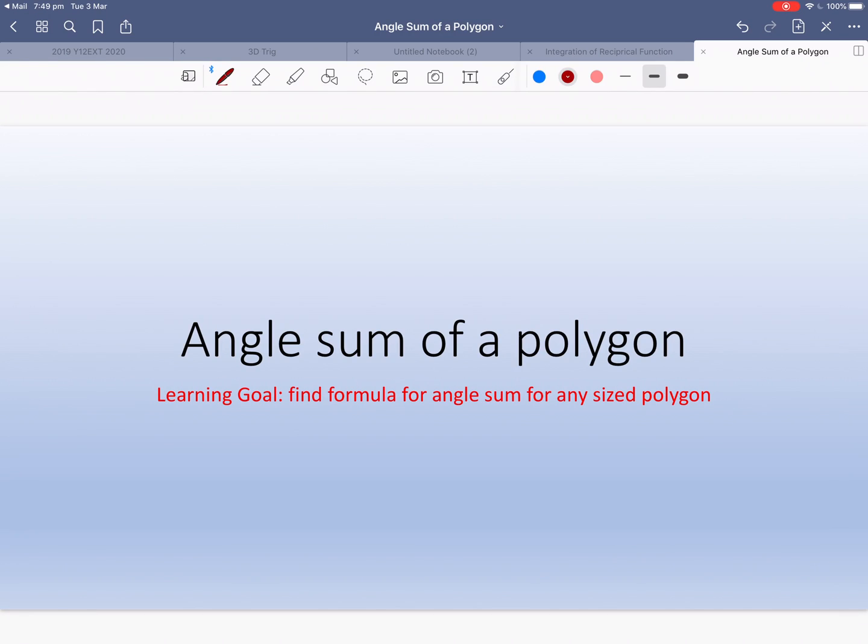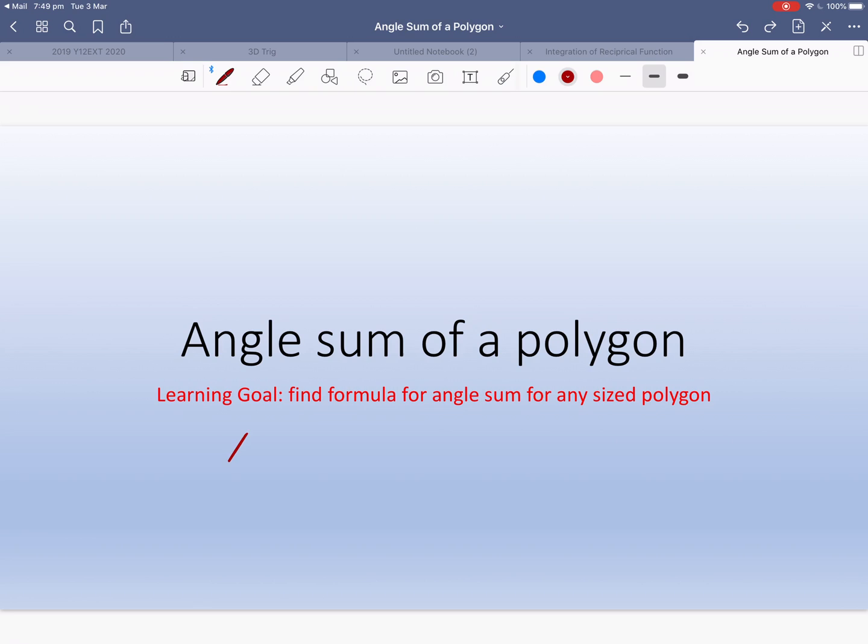Alright, so this lesson is called Angle Sum of a Polygon, and the learning goal is that we're going to find a formula, and we'll probably use this formula for angle sum of any size polygon. Now, many of you are probably going, what is a polygon? We've actually been working with them for a while.